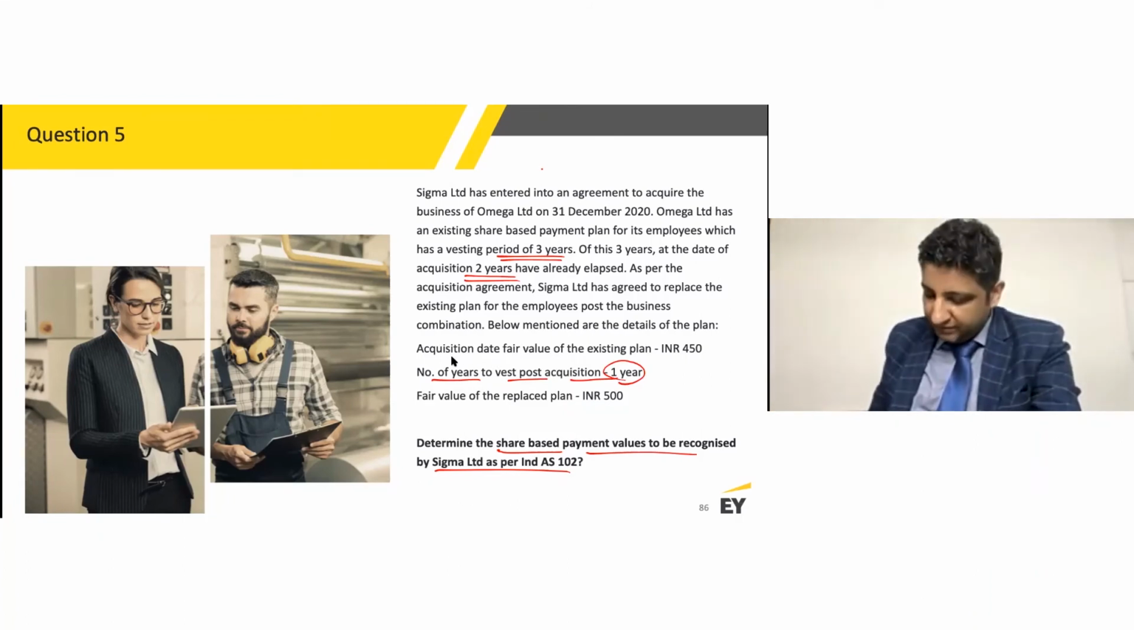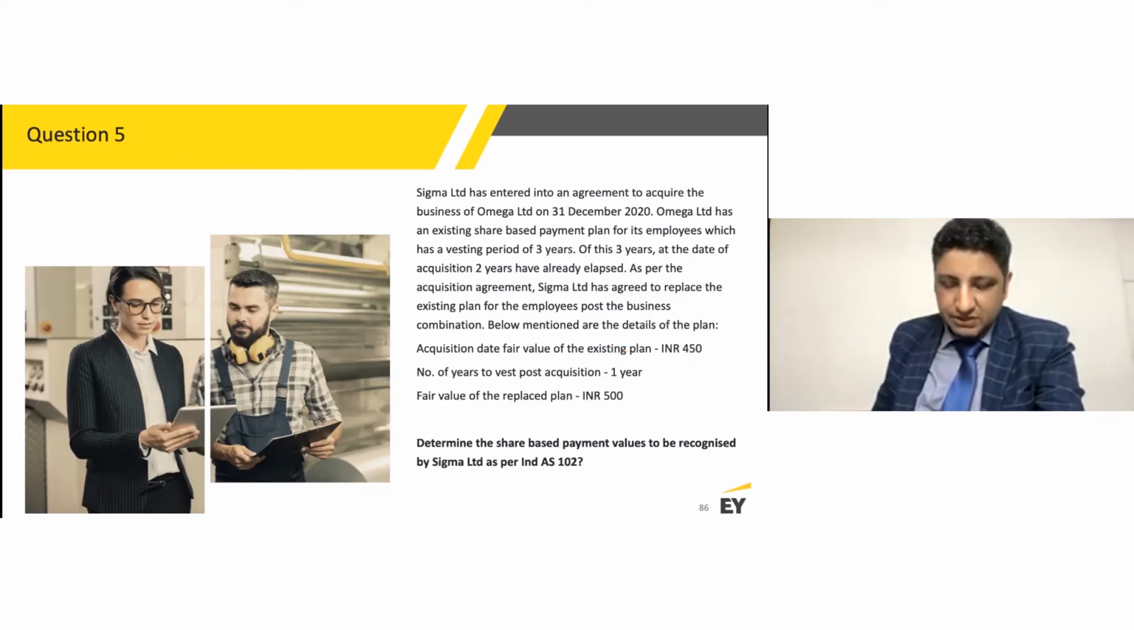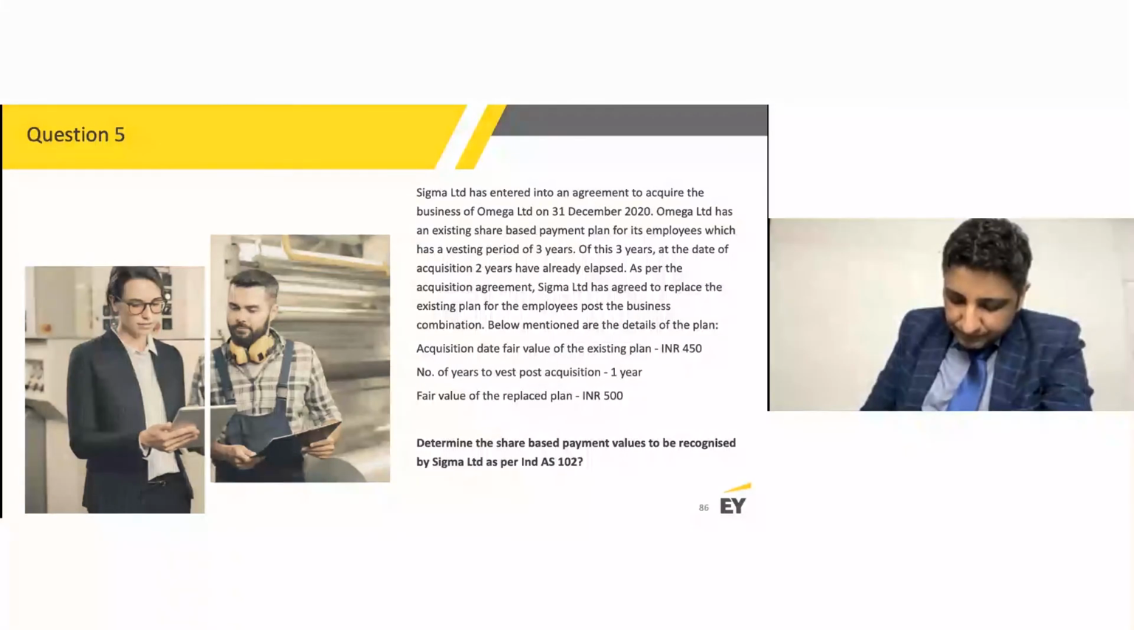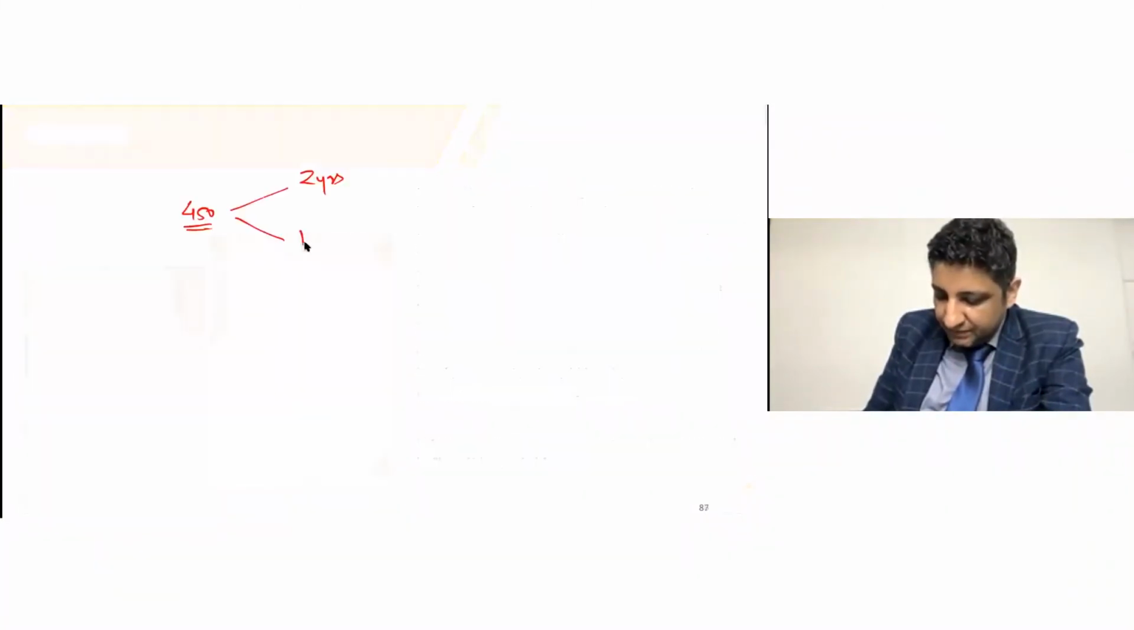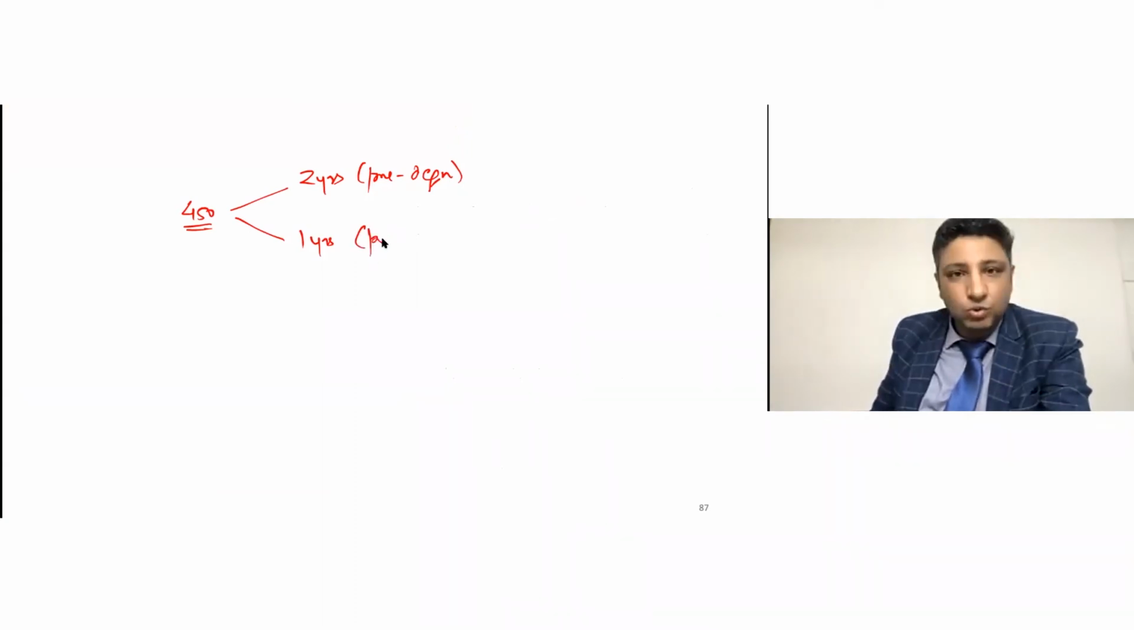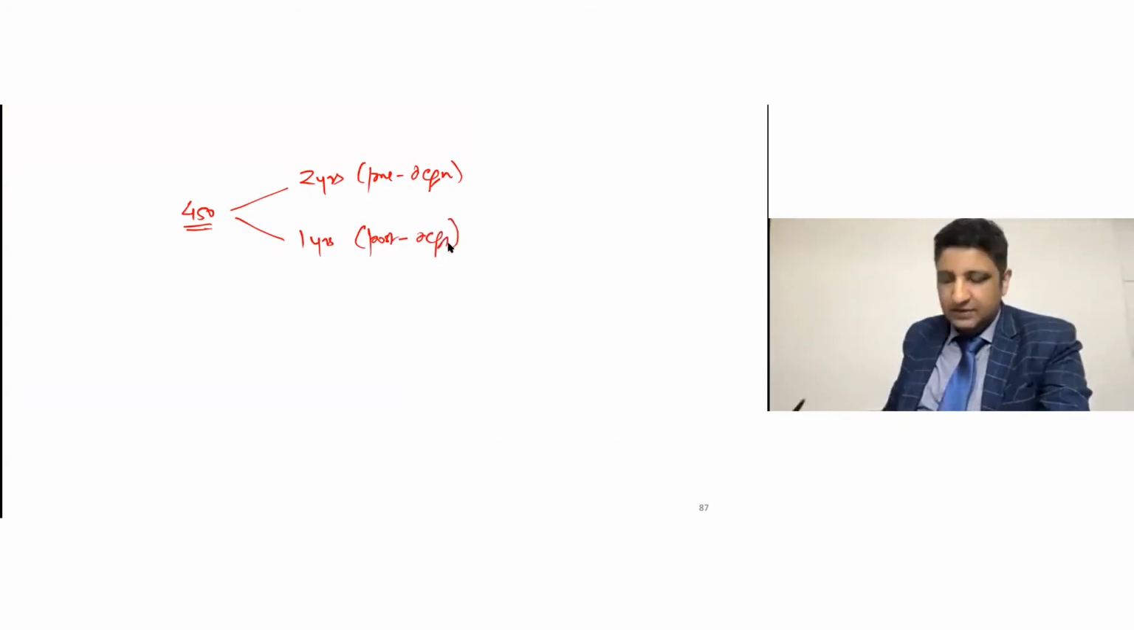All right, so we are saying that the fair value of the existing plan on acquisition date is 450 rupees. All right, so we essentially mean to say that out of this 450, there is a split of the cost. For example, let's say for a period of 2 years as pre-acquisition, and for the remaining year, of course, post-acquisition.